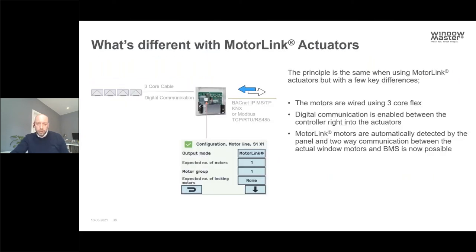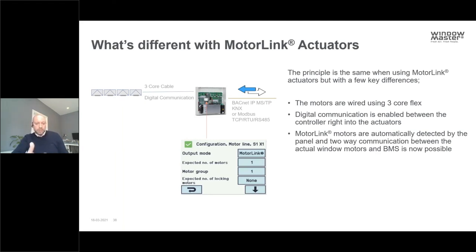So what's the difference with motor-link actuators? The principle is very similar, same controllers, but with a few key differences. The motor-link actuators are wired using 3-core flex rather than the traditional 2, because that enables digital communication between the controllers and the actuators, and therefore it means that the BMS can now communicate directly to that group of actuators rather than just to the controller.